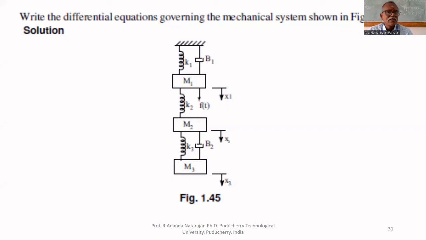Write the differential equations governing the mechanical system shown in the figure. There are three masses, M1, M2 and M3. They are connected through the springs K1, K2, K3 as well as the dampers B1 and B2. The force is applied at M1.